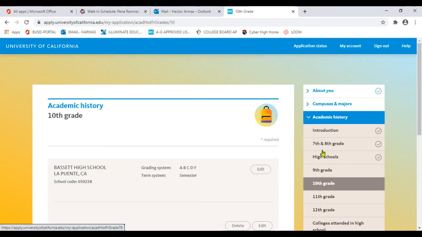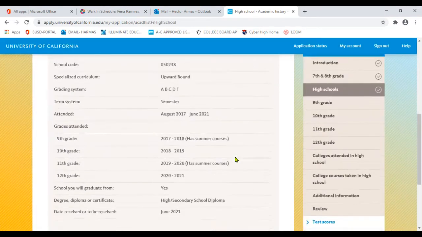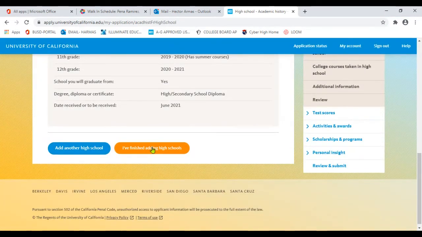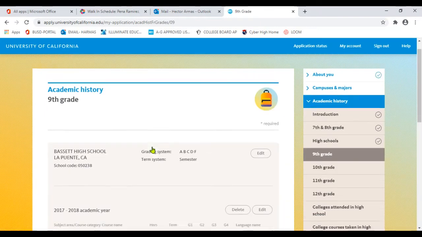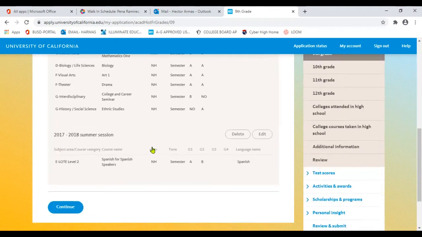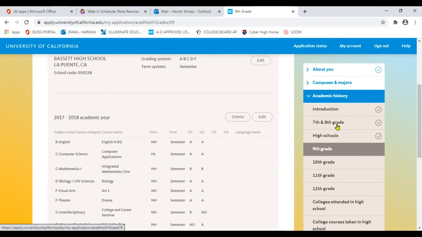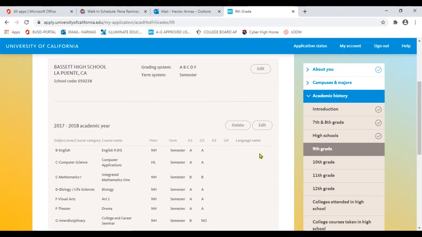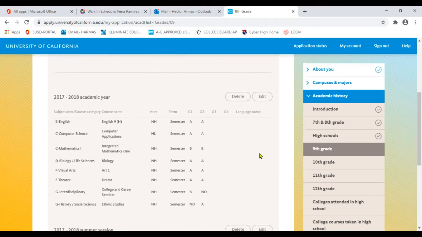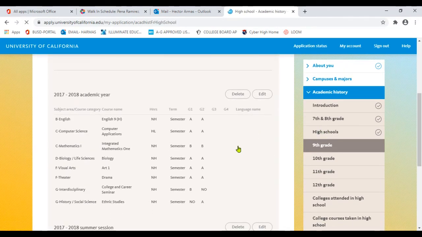I'm going to go back to high schools. And I'm going to save I finished there because that's my safe spot. So I'm going to come here now. And okay, where's my summer school session? So I'm going to go to, okay, where is it at? Let me go back to high schools.